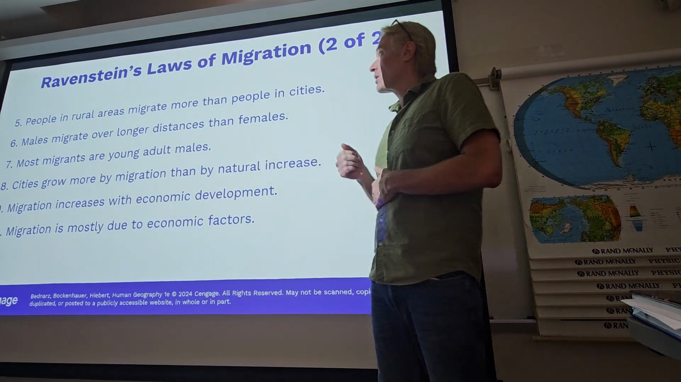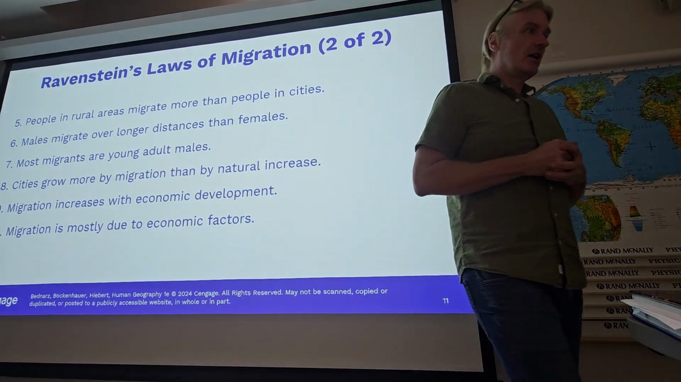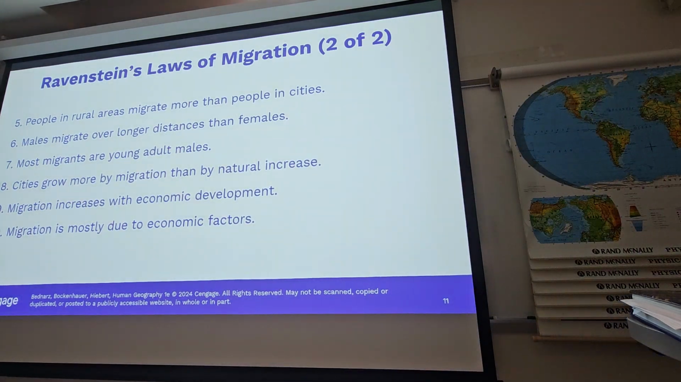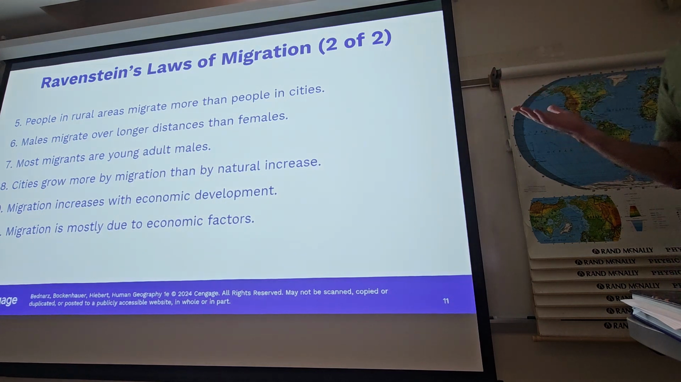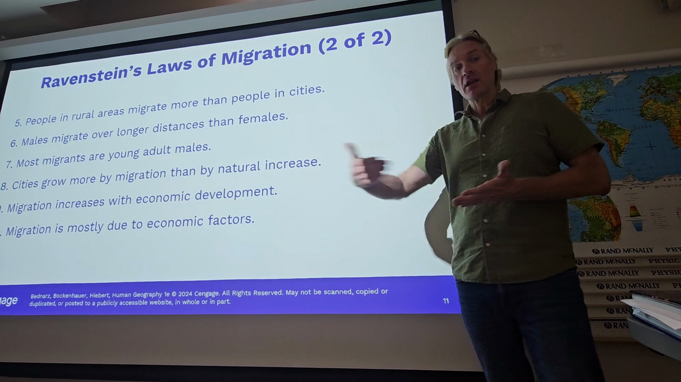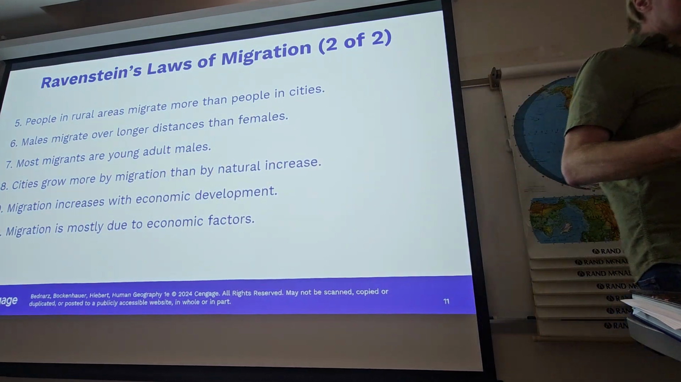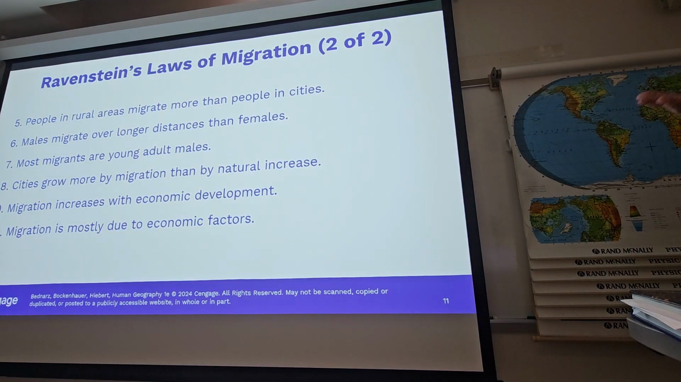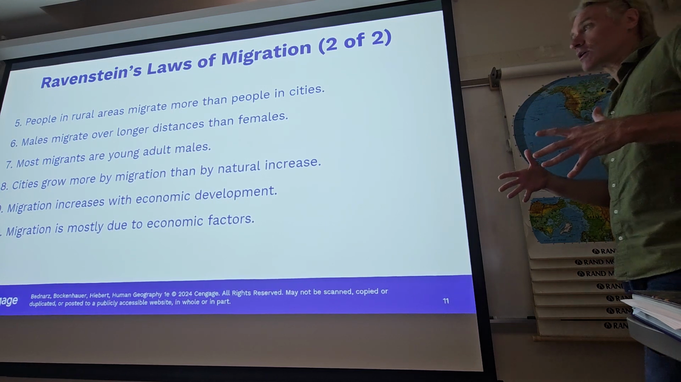Males migrate over longer distances than females. Most migrants are young adult males. Very often you'll have a situation where a young male member of a family will go to a country that they've heard good things about, go and check it out, and if it's some place he thinks the family would come later, then you have chain migration. I'll have some more of my relatives come, and they'll set up and see if there's a community locally that they could work with.